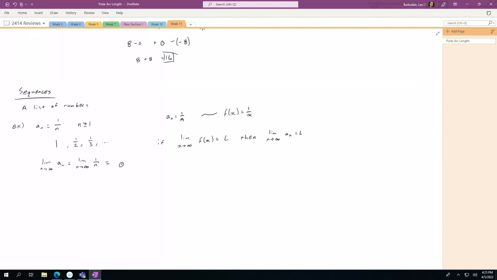Ln doesn't have a limit. Right, but would the sequence a sub n equal to natural log of n have a limit either? No. So what if I had a function whose limit didn't exist because the function looked something like this. Are there any sequences of points on this function that I could take whose limit would exist?